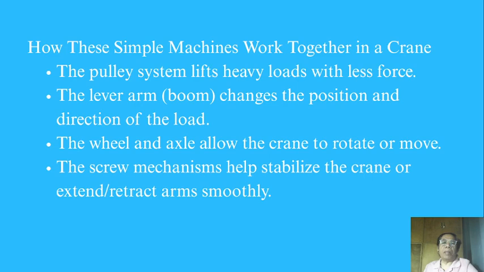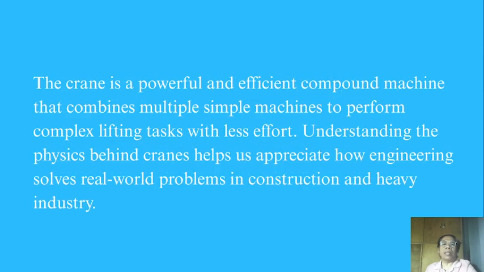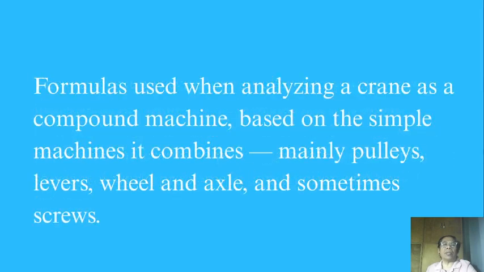How do these simple machines work together in a crane? The pulley system lifts heavy loads with less force. The lever arm, the boom, changes the position and direction of the load. The wheel and axle allow the crane to rotate or move. The screw mechanisms help stabilize the crane or extend and retract arms smoothly. The crane is a powerful and efficient compound machine that combines multiple simple machines to perform complex lifting tasks with less effort. Understanding the physics behind cranes helps us appreciate how engineering solves real-world problems in construction and heavy industry.